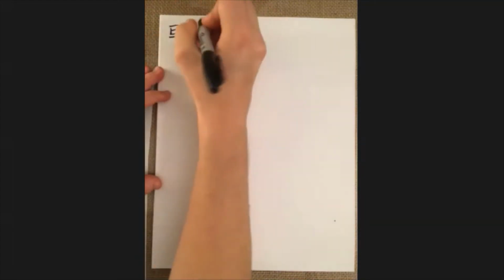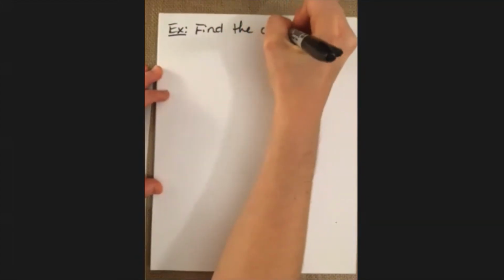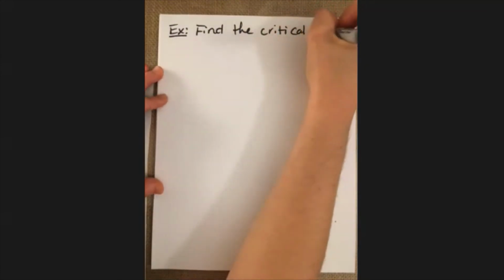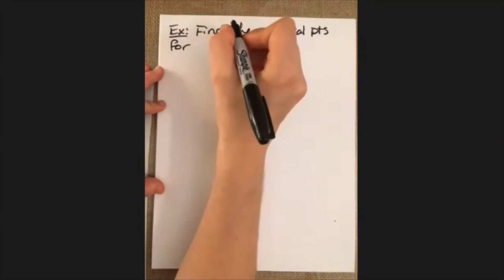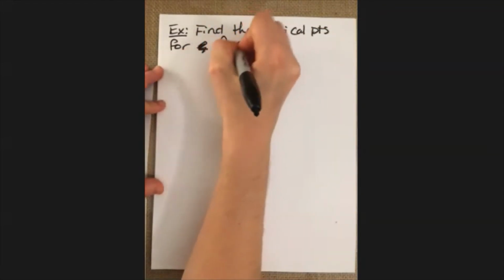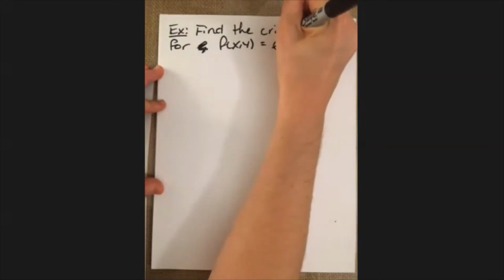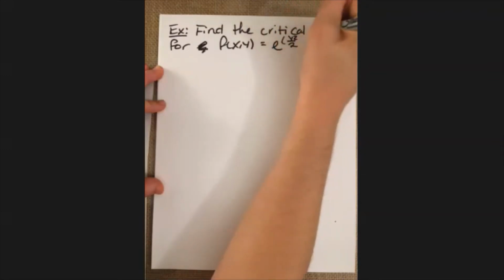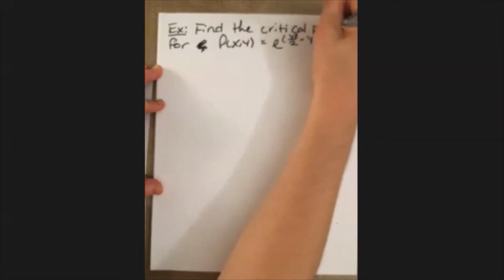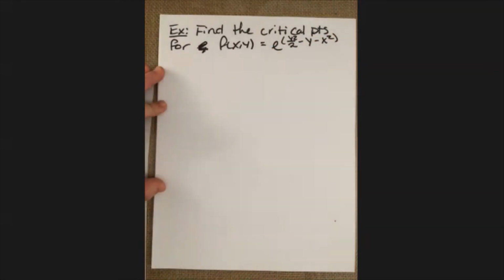All right, let's look at one that looks a little bit different. We're going to find the critical points for f of x, y is equal to e to the y squared over 2 minus y minus x squared. So this whole thing here is inside of that exponential function.